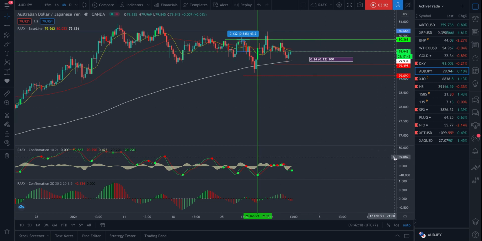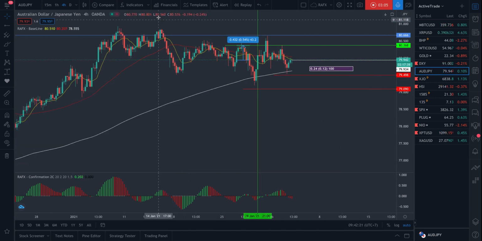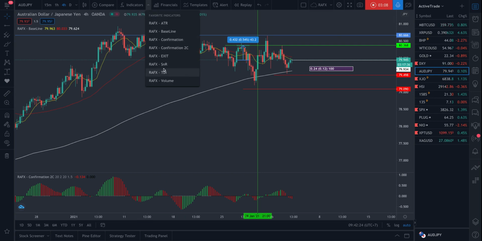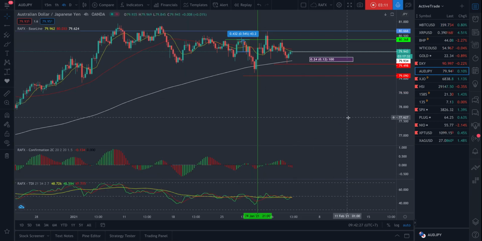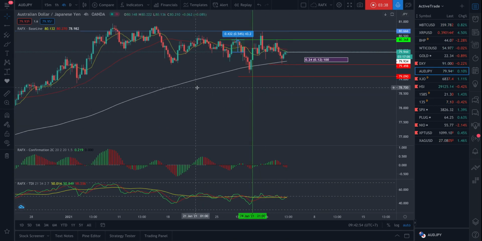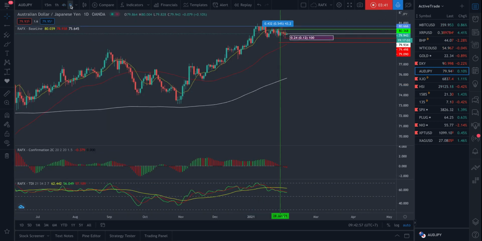So once I'm done with that, I usually remove this and add the RAFX TDI indicator, which confirms if the pair is on a trend. So how I do that? First I check on the 4 hours. This one is in an uptrend because the price is of course above the 200 baseline. And if you go to the daily, it is also an uptrend.